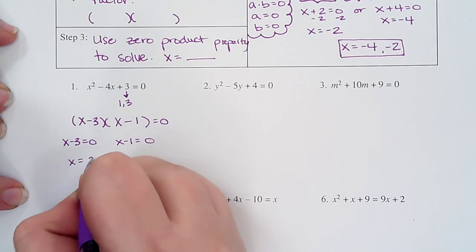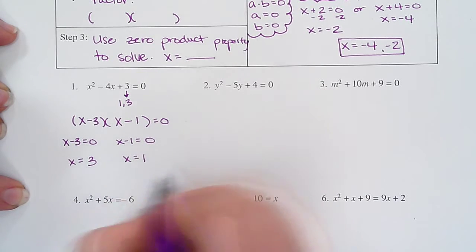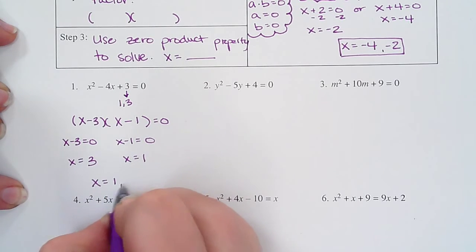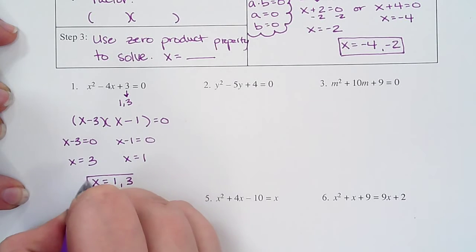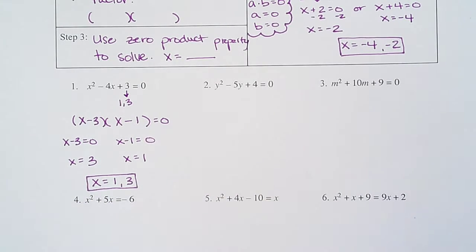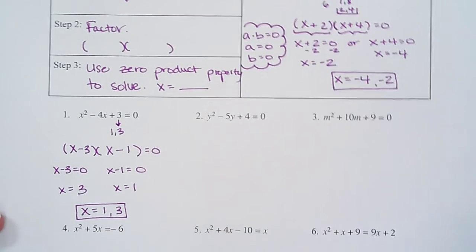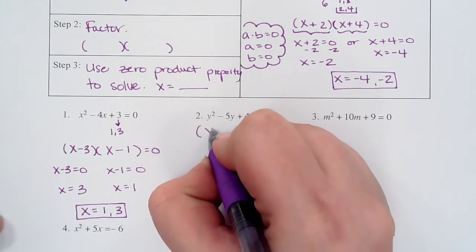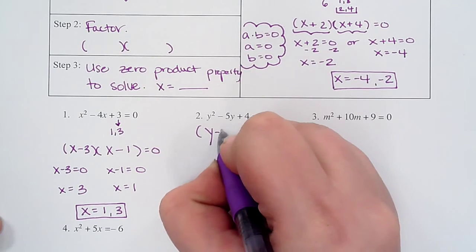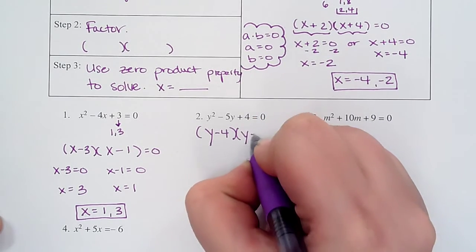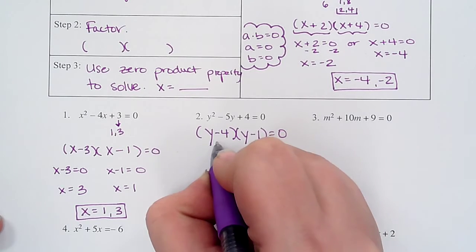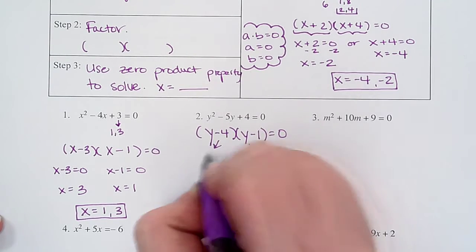X either equals 3 or x equals 1. And because I'm just very organized, I prefer to put it all as one answer. You can put it here and just leave that and circle it, as long as you don't forget that you need to circle both answers and not just one of them. All right, let's see a few more of these. Again, I'm not going to go into the factoring, but it should look something like this. y minus 4, y minus 1 equals 0. Set that equal to 0, set that equal to 0.